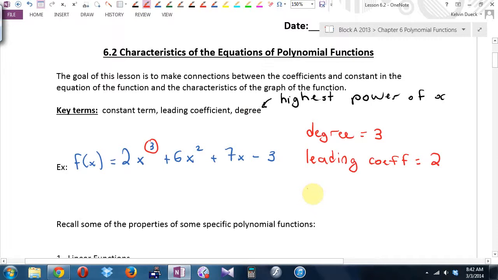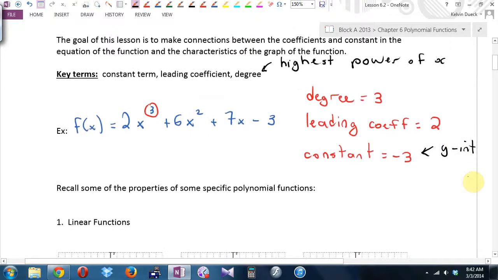And then we have the constant term. What's the constant term in this example? -3. And what does the constant term tell you? Well, it also tells you the y-intercept.